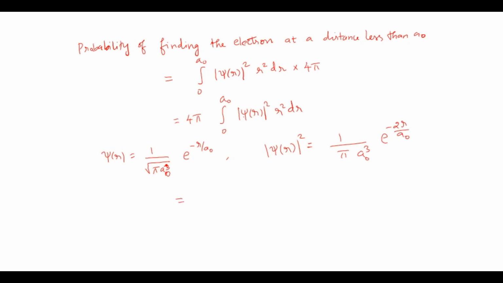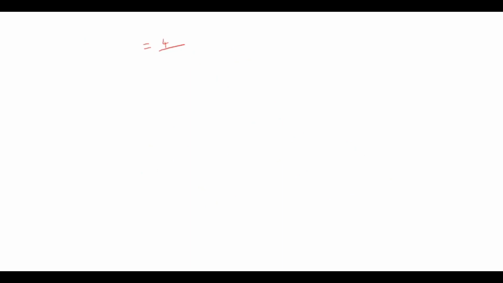Once we substitute, you will get 4 pi. This normalization constant I will take outside, pi a naught cube, integral from 0 to a naught, and this becomes r square e power minus 2r by a naught into dr. So this pi gets cancelled, so we will get 4 by a naught cube times the integral of r square e power minus 2r by a naught into dr. This integration we have to solve. Okay, let's now evaluate this integral.